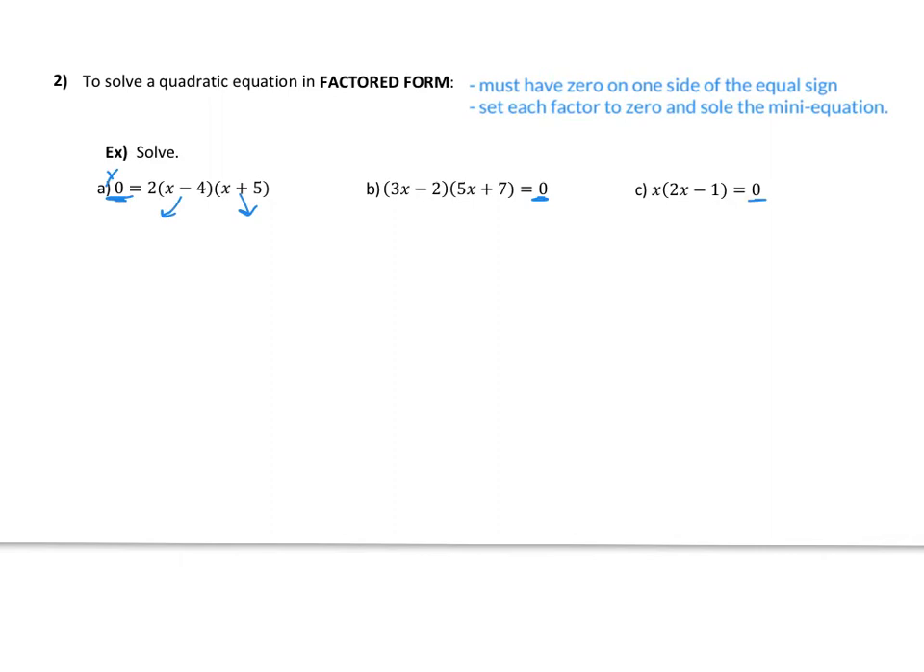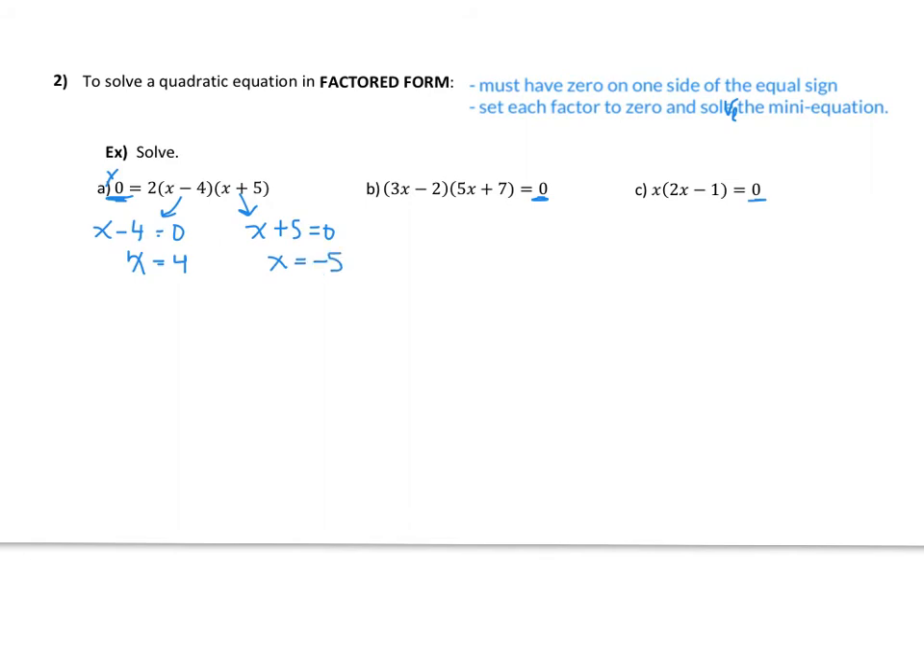Now the question is, why do we switch the signs? Well, here's what's happening. We're setting each factor equal to 0, and we're solving, that's not supposed to say sol, it's supposed to say solve the mini equation. So really what we have here is either x minus 4 equaling 0, which gives us x equaling 4 when I add 4 to both sides to get x by itself, or we have x plus 5 has to be equal to 0, which means x equals negative 5.